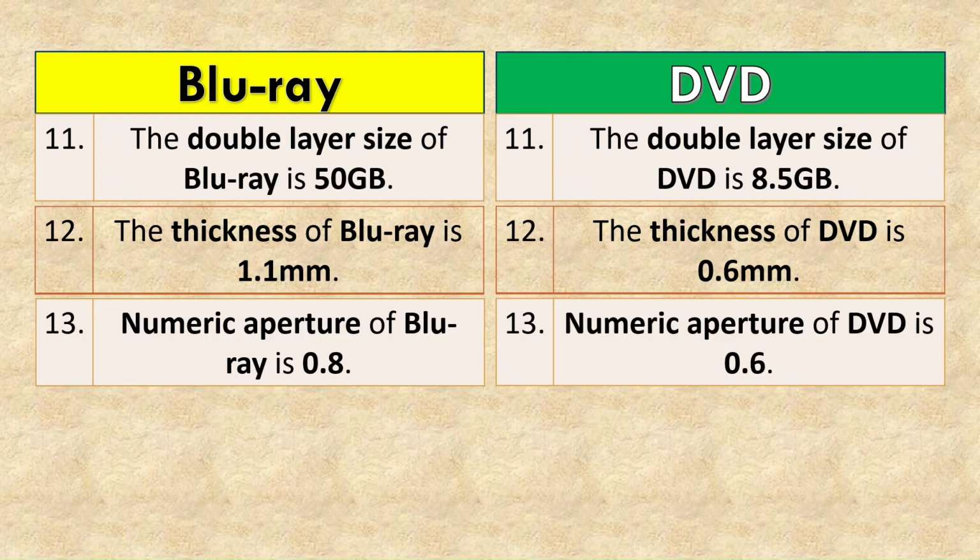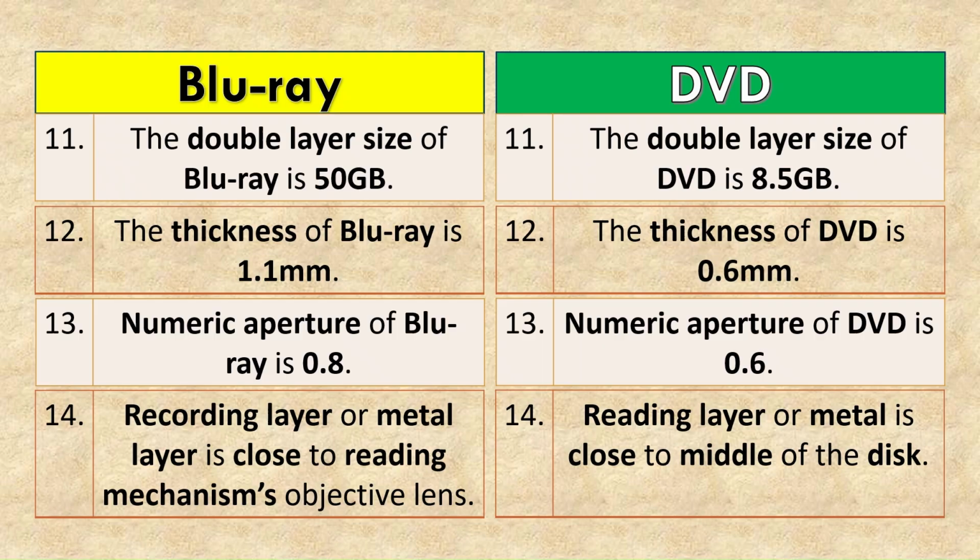Numerical aperture of Blu-ray is 0.8. Numerical aperture of DVD is 0.6. In Blu-ray, the recording layer or metal layer is close to the reading mechanism's objective lens. In DVD, the reading layer or metal is close to the middle of the disc.